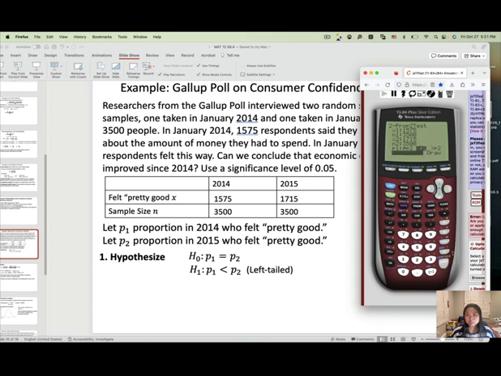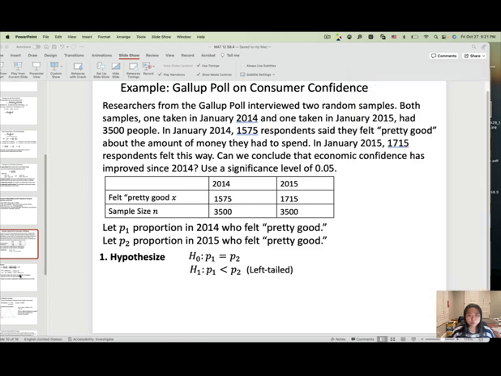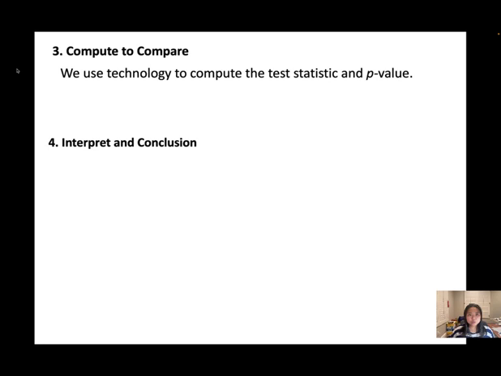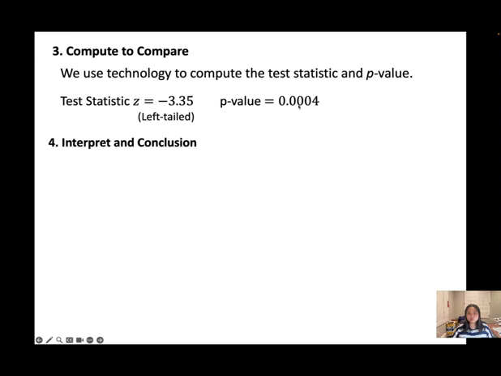Go to calculate. Okay. So this is the alternate hypothesis, and we have the test statistic, negative 3.35. And then the p-value. Pay attention at the end here. They do have the E here. This is the scientific notation. Remember, this is talking about 4.00 times 10 to the power of negative 4. So you have the test statistic, and then your p-value will be 0.0004.